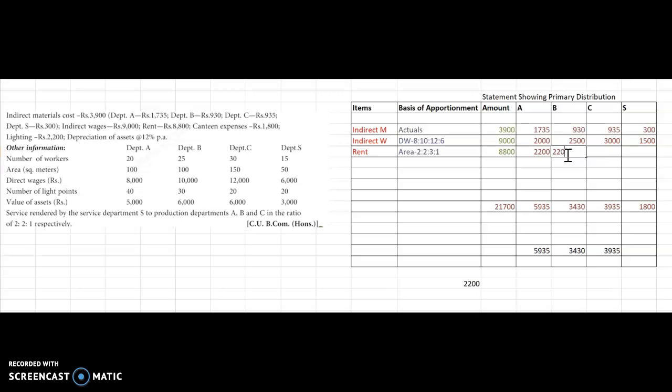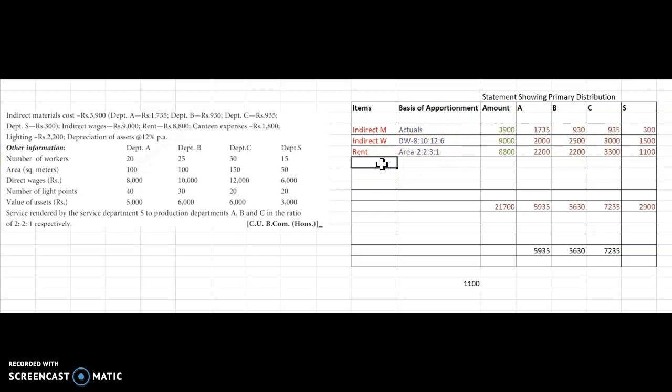Department B would be the same because that's also 2 by 8. Then C is 3 by 8, so that will be 3300, and this one will be 1 by 8, which is 1100. Okay, so rent is done as well.